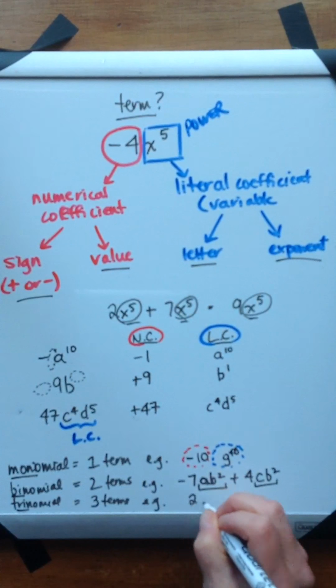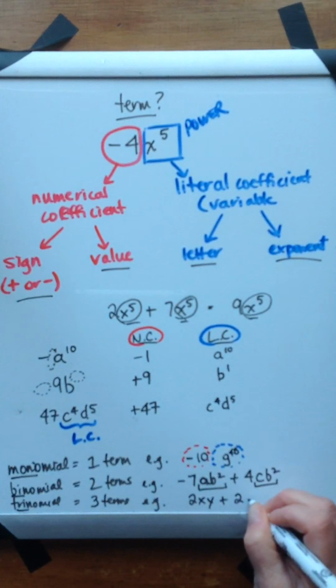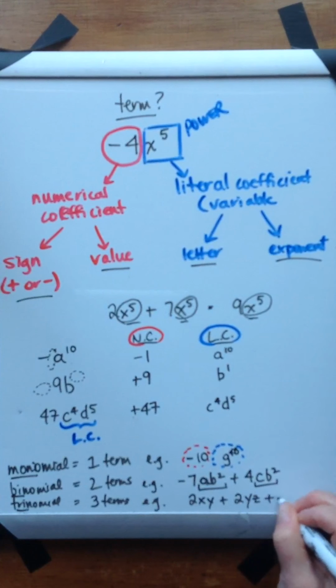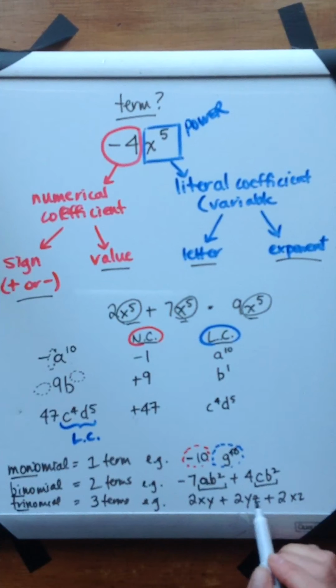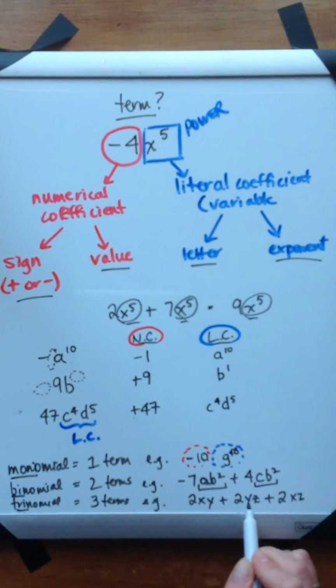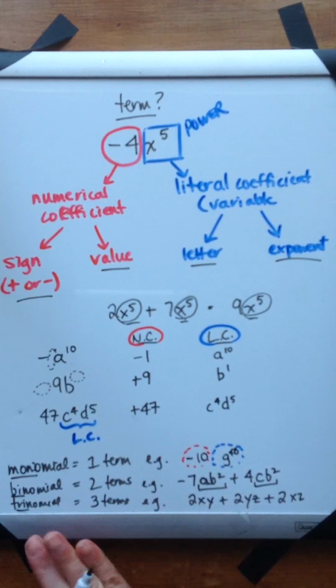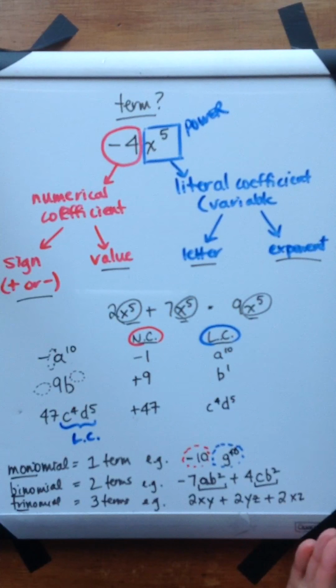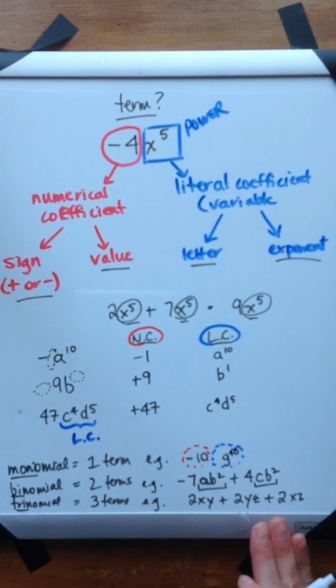So we could do something like 2xy plus 2yz plus 2xz if we wanted to. And even though the numerical parts are the same, the literal parts are different, so these are different terms. And a polynomial would just be a collection of more than, let's say, three terms for the sake of creating some definitions for you in your note.